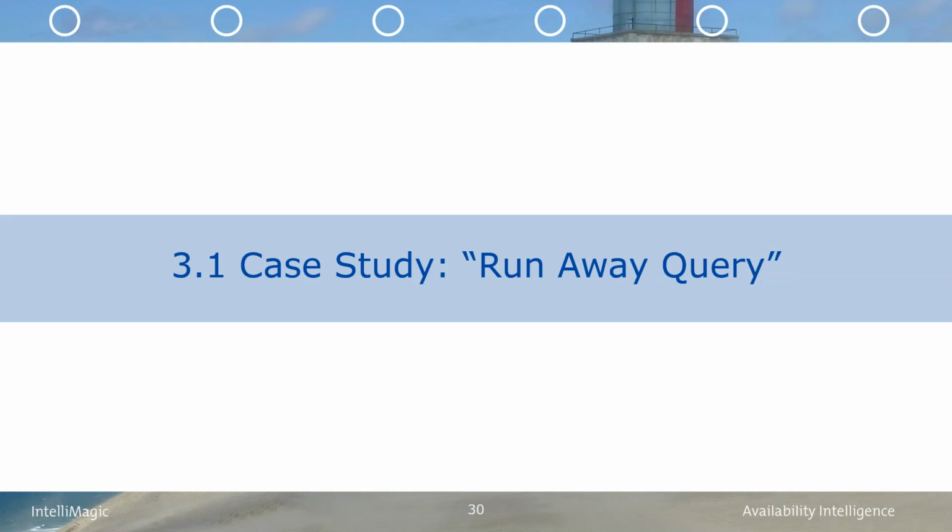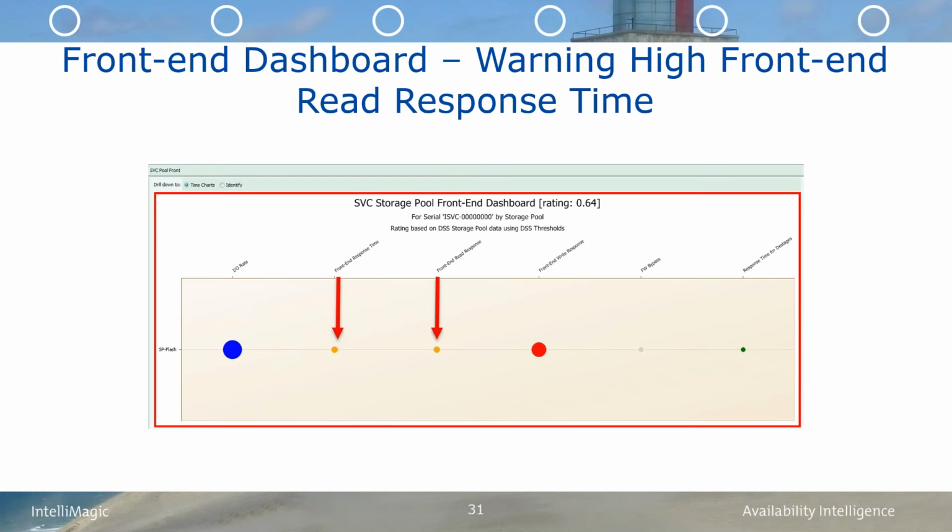This is a runaway query example, and in the front-end dashboard, this is for an SVC storage pool. The storage pool happens to be a flash pool called SP Flash. I see that there's some yellow there. Front-end read and front-end response time are both highlighted as yellow. I also see front-end write response time in red. Brent talked a little bit about it: the red is the exception, the red is my worst case.